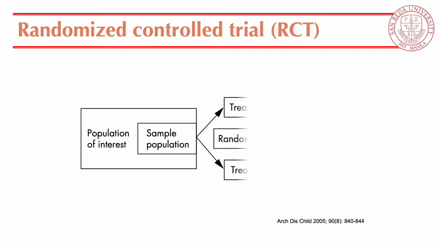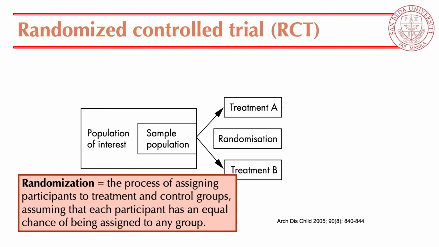Next, the process of randomization is applied. Randomization is defined as the process of assigning participants to treatments and control groups, assuming that each participant has an equal chance of being assigned to any group. The researcher is not the one assigning which treatment group a study participant has to go to, but instead leaves it to some random event to make that decision for them.